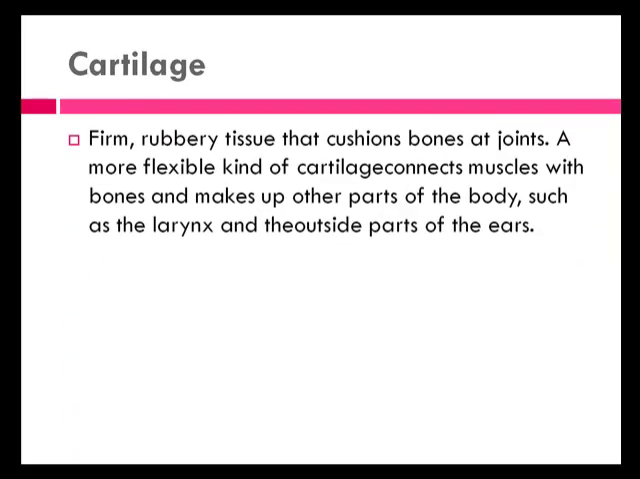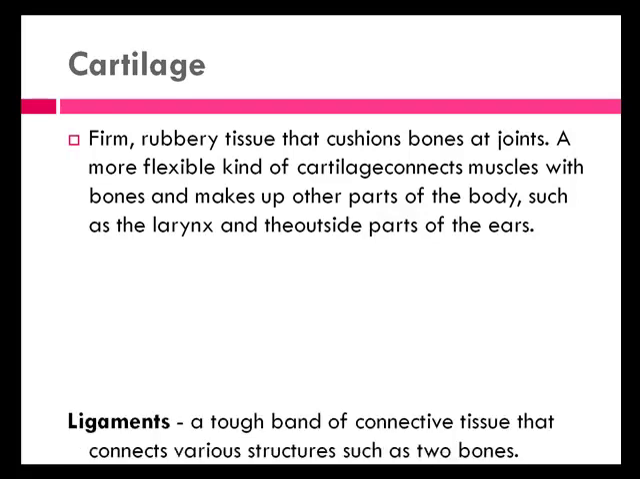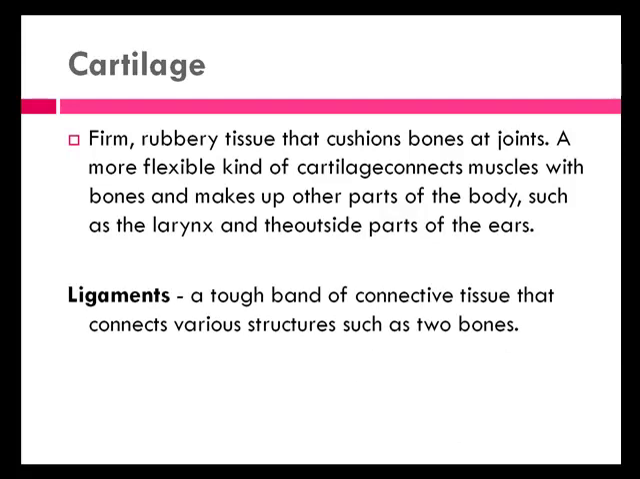Cartilage, we said, is firm rubbery tissue that cushions bones at joints. A more flexible kind of cartilage connects muscles with bone and makes up parts of the body such as the larynx and the outside part of your ears. Ligaments are a tough elastic band of connective tissue that connects various structures, such as two bones. So ligaments connect bones to bones.